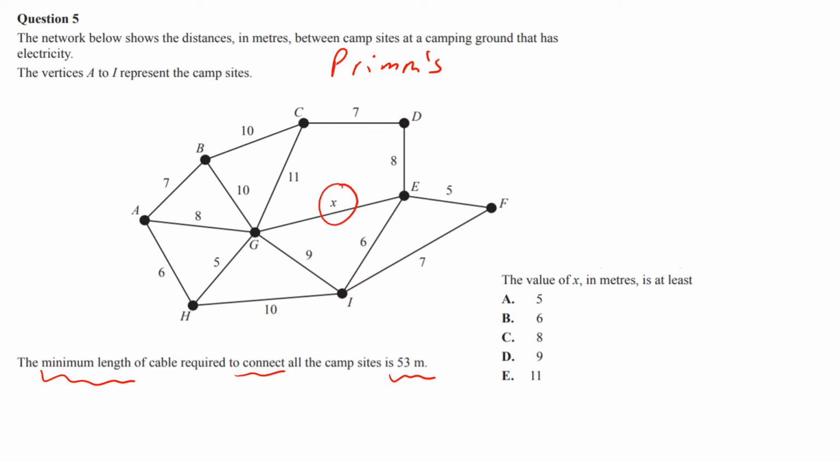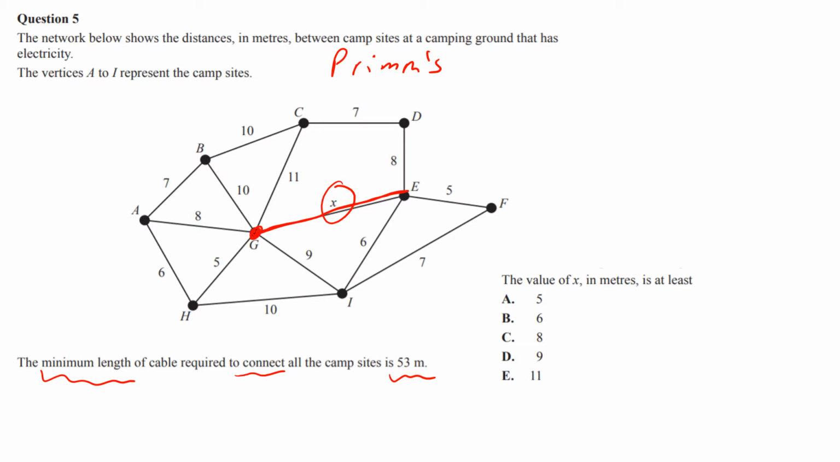Now, normally with Prim's, you start with the lowest value because you know that's definitely going to be on the network. But in this case, we know x is definitely on the network. So we're going to start with x. So x is definitely one of the ones we're doing. I'll leave it circled. And we know the total's got to add to 53, then we can just do a bit of subtracting and work out the rest.